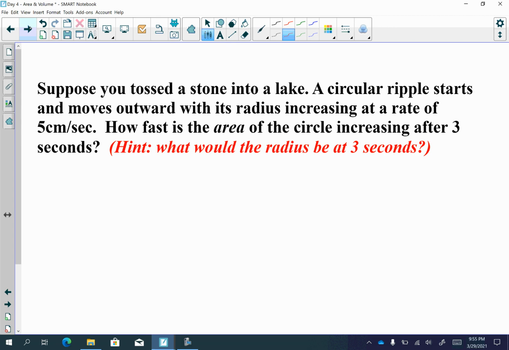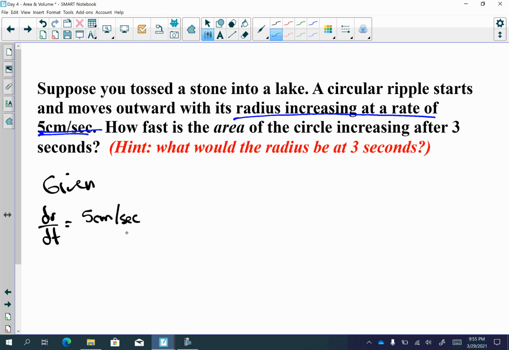Another problem. Suppose you tossed a stone into a lake. A circular ripple starts and moves outward with its radius increasing at a rate of 5 centimeters per second. All right, well, check this out. It's the radius increasing at a rate of 5 centimeters per second. That's not the radius. It's not r equals. Okay, that is, for my given information, I've got dr over dt as 5 centimeters per second.